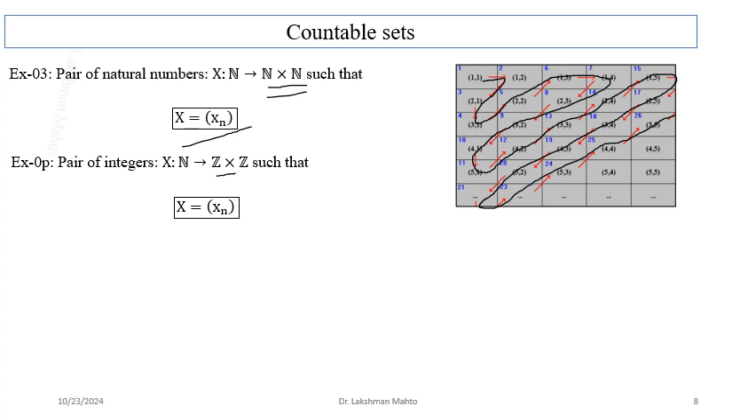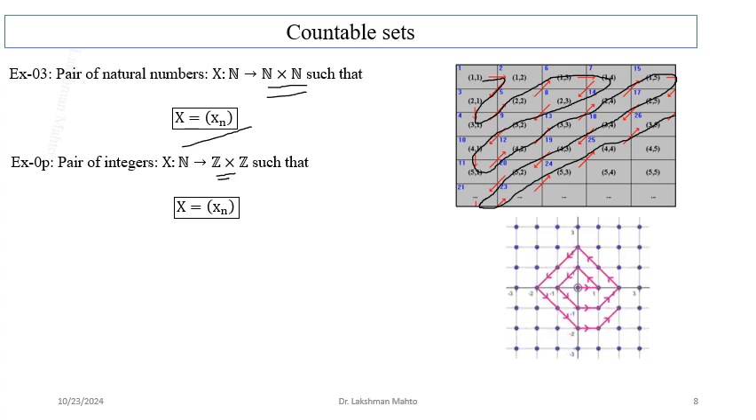If N cross N is a countable set, then hence Z cross Z would also be countable. Because Z is what? It is having a countable map from N to Z. And every bijection map happens to be invertible as well because of the 1-1 correspondence. So the reverse function you can also find here.